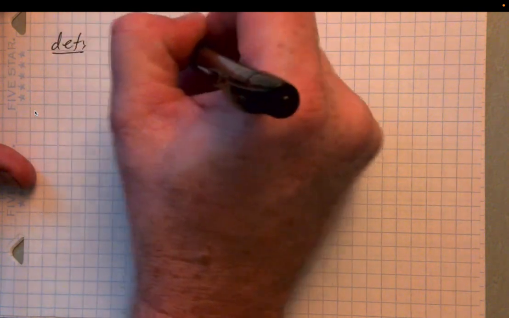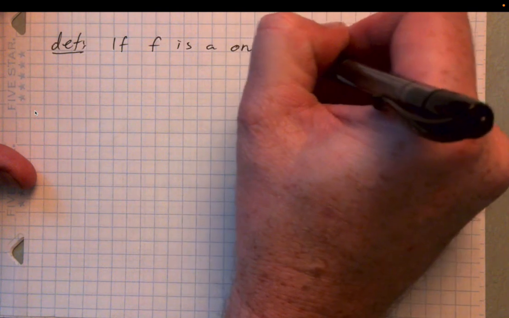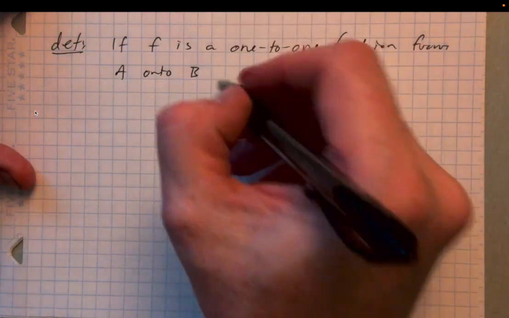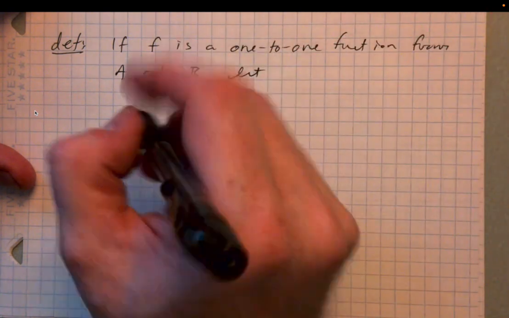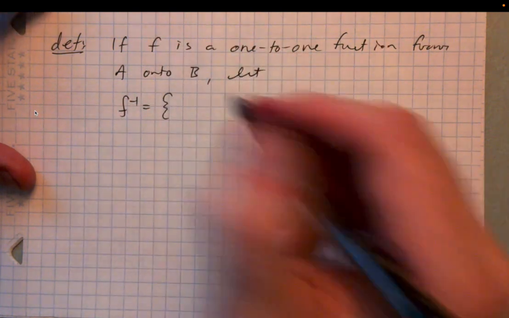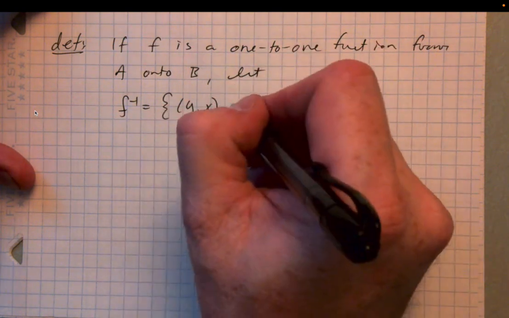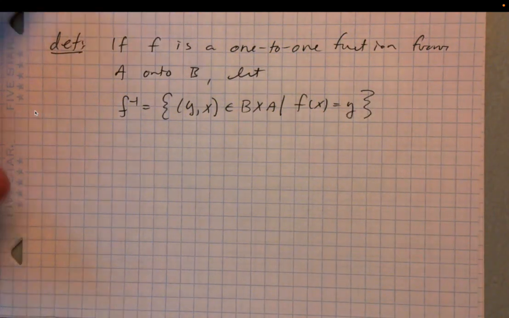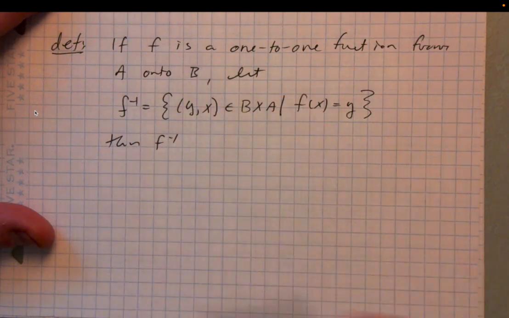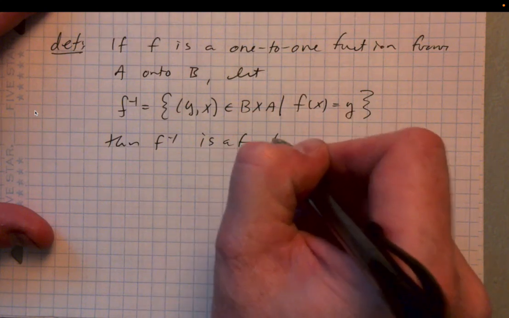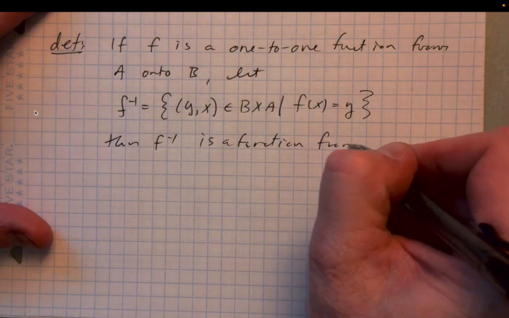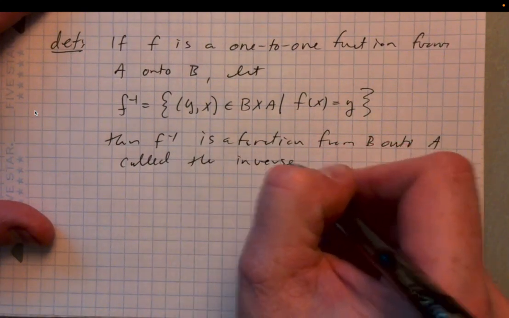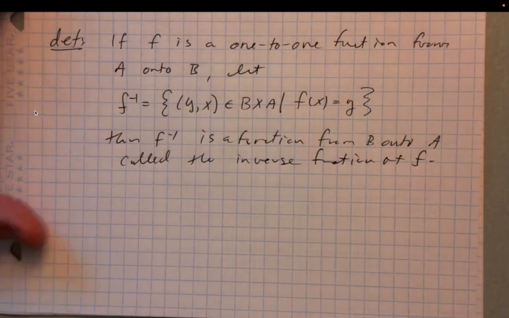If f is a one-to-one function from A onto B, then let f inverse equal the set of (y, x) in B cross A such that f of x equals y. Then f inverse is a function from B onto A called the inverse function of f. So this is the inverse function.